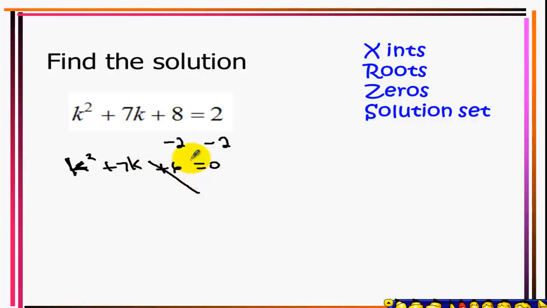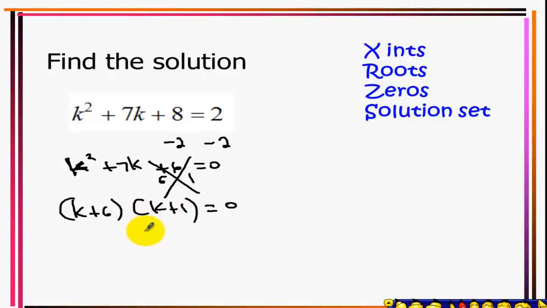Let's find factors of 6 that will give us a sum of 7. So we can use 6 and 1. So 6 times 1 is 6. And when you add 6 and 1, you are going to get 7. So the factors will be (k plus 6)(k plus 1) equals 0.